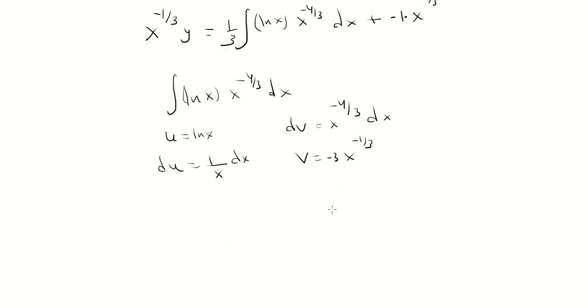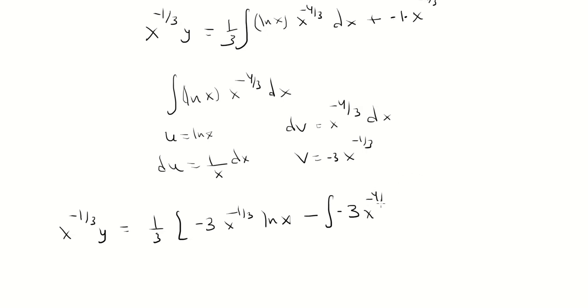So right now, we have x to the negative 1/3 times y equals 1/3, and then this is going to multiply by the integral of ln of x times x to the negative 4/3, which is negative 3 x to the negative 1/3 times natural log x minus the integral of negative 3, and then x to the negative 1/3 times 1 over x will be just x to the negative 4/3. And then minus x to the negative 1/3 power. Then we'll just have a constant c.